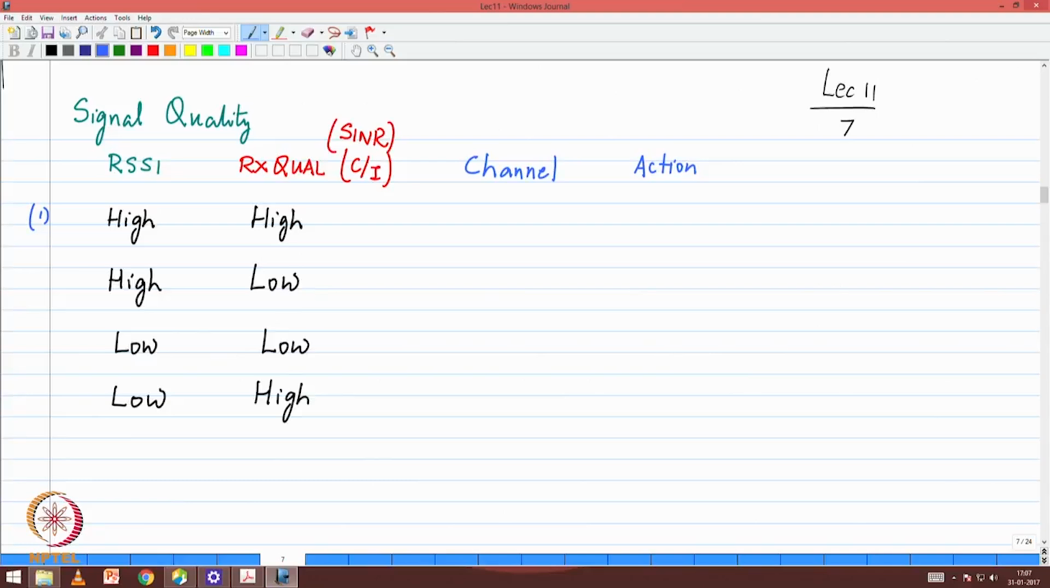If RSSI is high, that means I am probably close to my base station. So I'm interpreting this as being close to my own base station, which is a good thing. If I'm close to my own base station, I'm far away from the interferers, so this is also a good scenario. So the assessment is that this is a good channel. Very good. Keep the channel. Don't do anything. No action required. No change. Keep it as is.